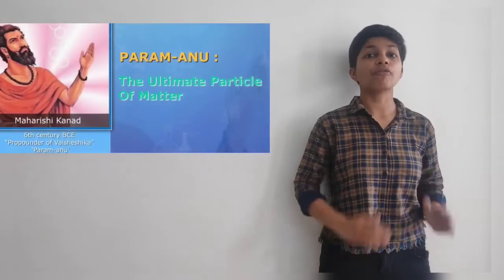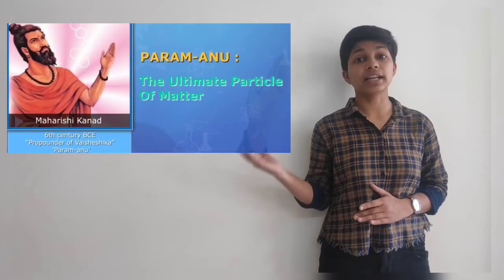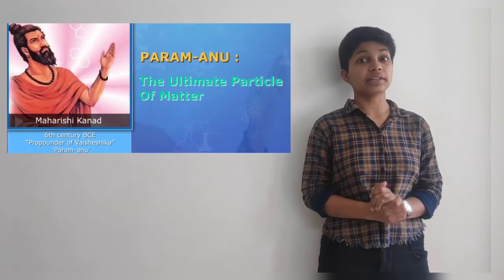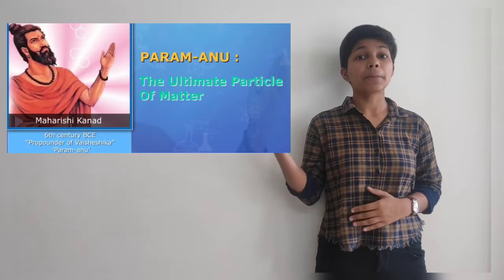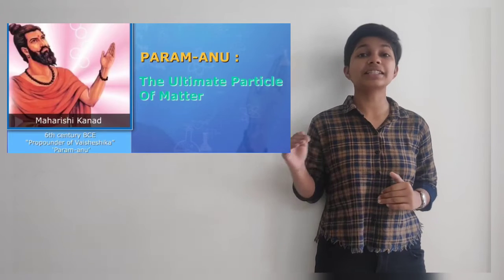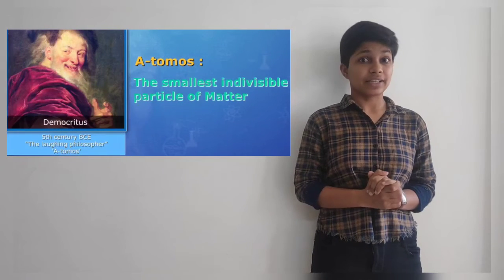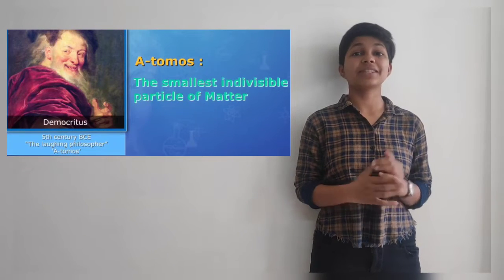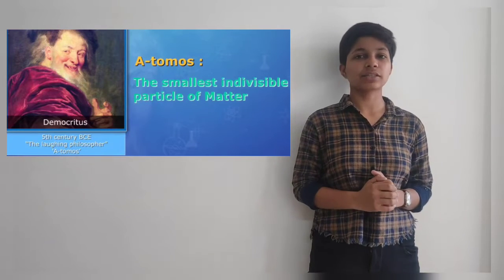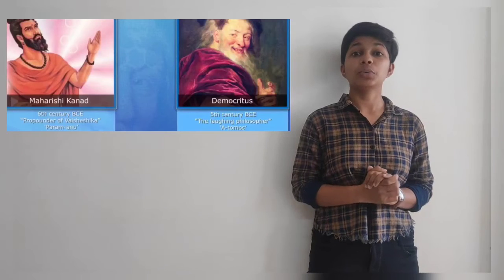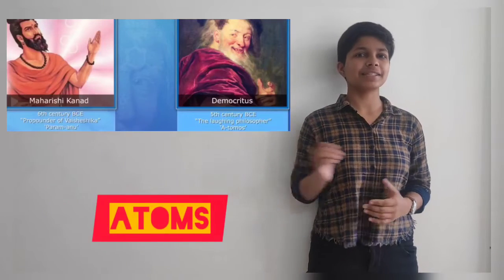Such was the idea of the great Indian sage Maharshi Kannad 2500 years back. He called these ultimate particles Parmanu, which means the ultimate particle of matter. Later on, the great Greek scientist Democritus also named such particles atomos, which means the particles which cannot be further divided. In the 21st century today, we call these particles atoms.